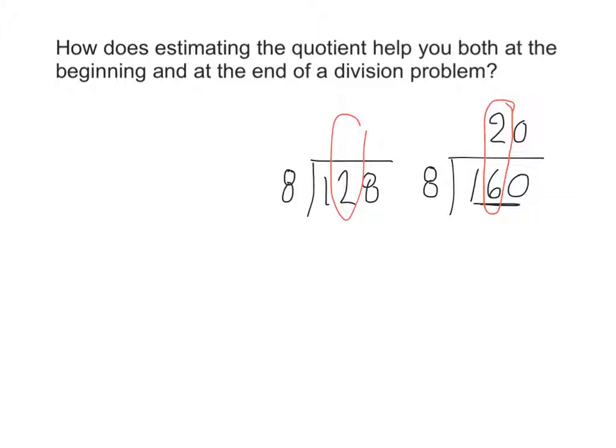Estimating also helps you at the end of a division problem because, like Sarah said in class, it tells you the zone or about how big your answer needs to be. When we got our answer of 16, we knew that we were in the zone because it was close to our original estimate of 20. That helps us see that our answer is reasonable.